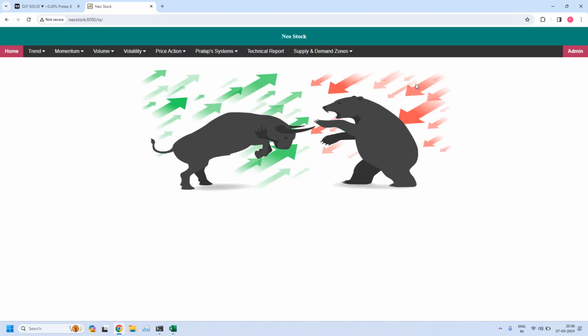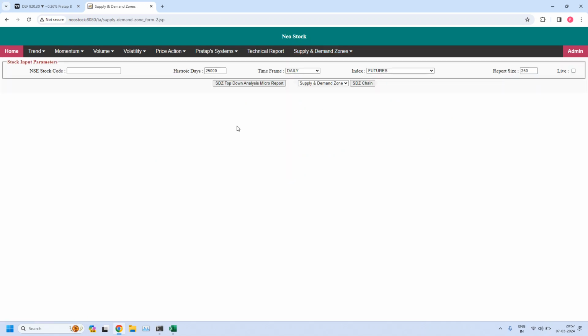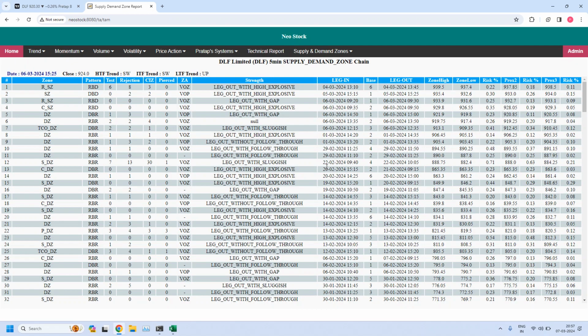Let's go to the NeoStock software, supply demand zone. Here see this third menu item, top down analysis report. Here I am entering the DLF stock name, and changing the time frame to 5 minutes. Let me generate the supply demand zone chain. It will take a few seconds, maybe 6 to 7 or a little more. It's a costliest operation.